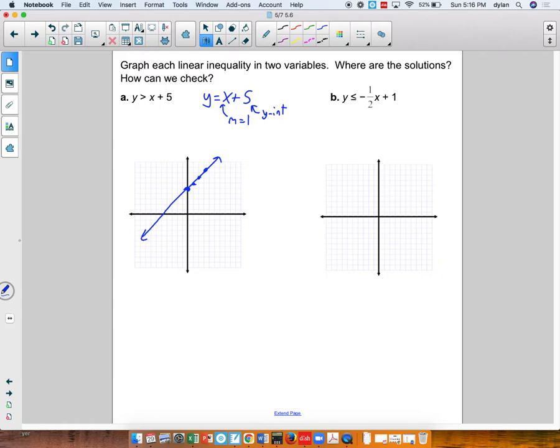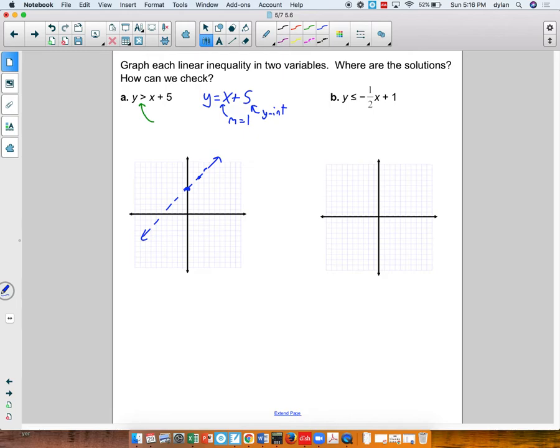Now, one thing to pay attention to here is we're going to either use a solid line or a dashed line depending on whether our symbol includes equal to or does not. In this case, we have y is greater than, but not equal to. And to indicate that, we're going to use a dashed line rather than a solid line. So I'm going to turn my solid line here into a dashed line to indicate that the points on the line itself are not solutions to this problem.